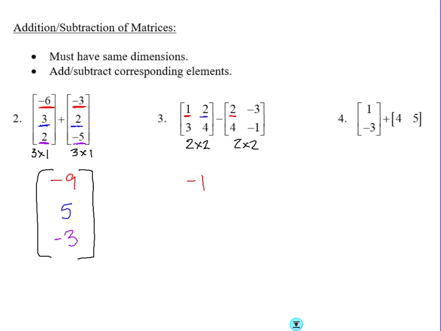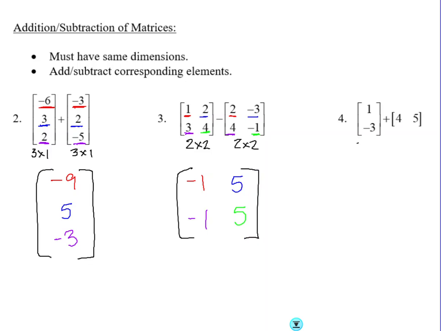First row, second column, we have 2 minus negative 3, which gives us 5. Second row, first column, we have 3 minus 4, which is negative 1. And second row, second column, we have 4 minus negative 1, which is 5. So that is our answer when we subtract these 2 matrices.